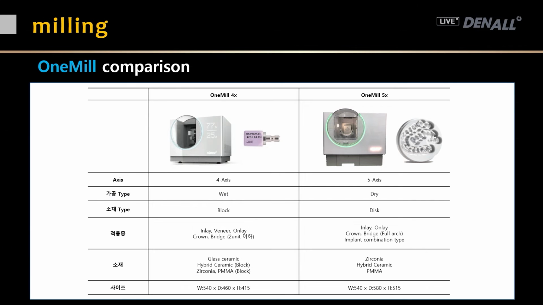4-axis and 5-axis from Osstem are tabulated here. 4-axis versus 5-axis, wet versus dry, block versus disc. Indications: 4-axis unit is for ceramic. 5-axis is for zirconia and PMMA. It can also cover hybrid ceramic, combining resin and ceramic. So those are the indications for the milling. 5-axis unit is a bit bigger. So we can compare it like this.